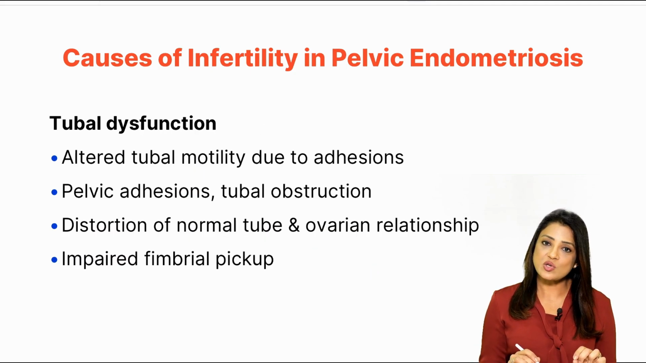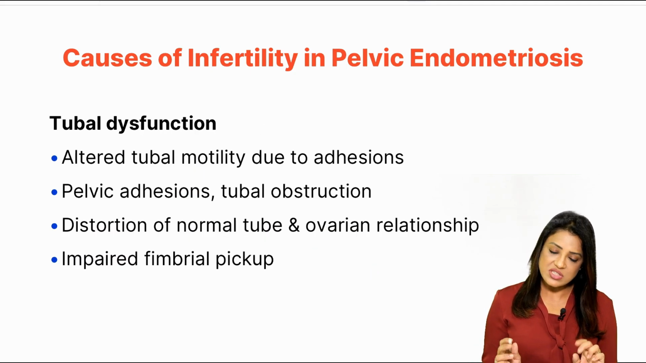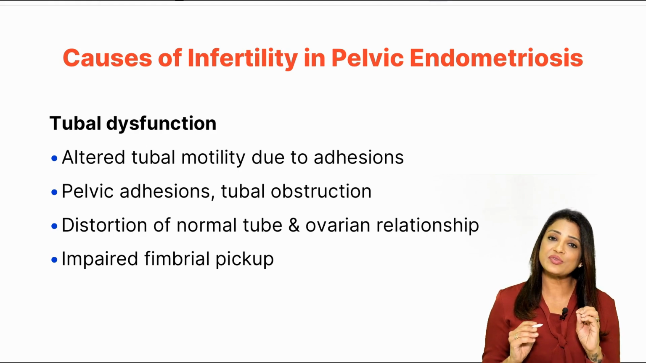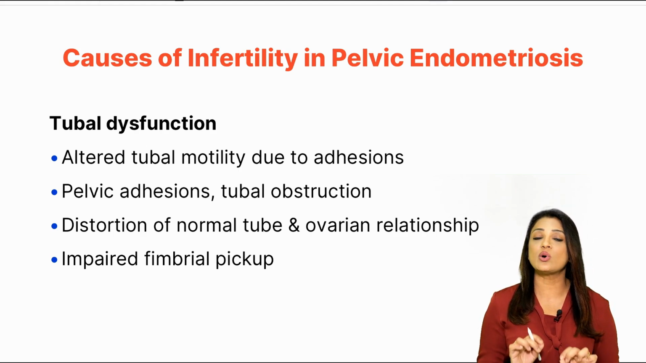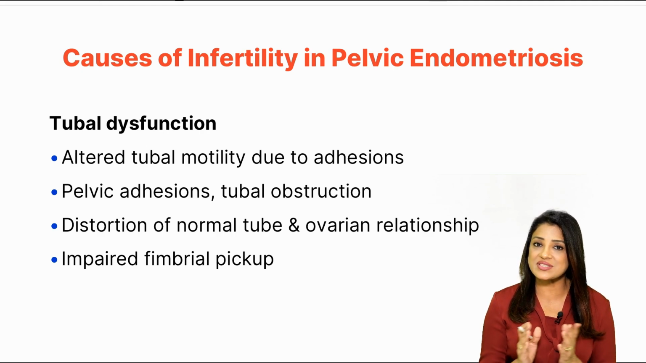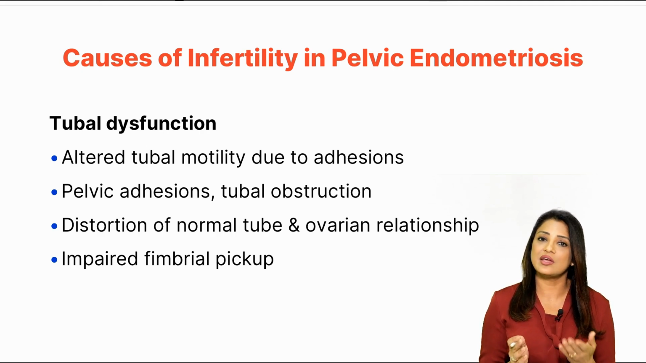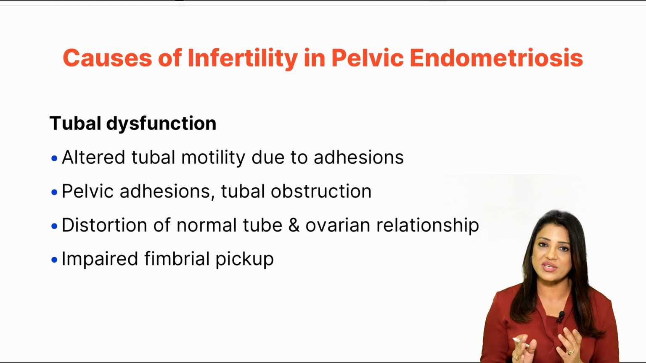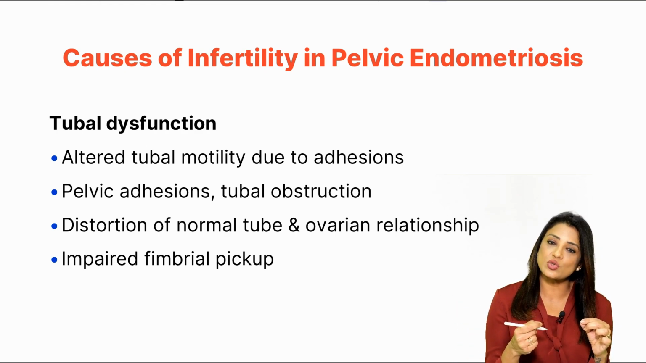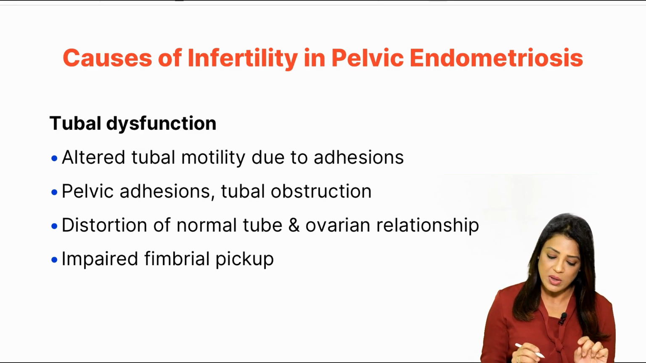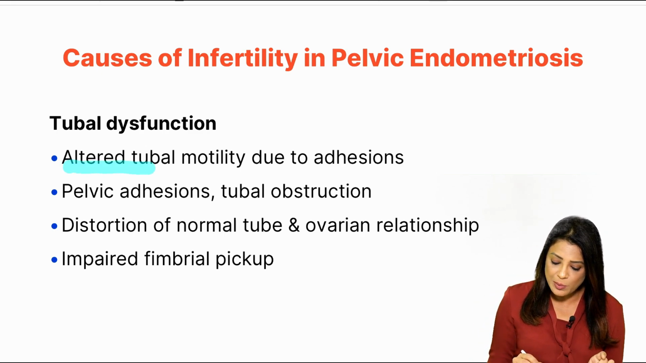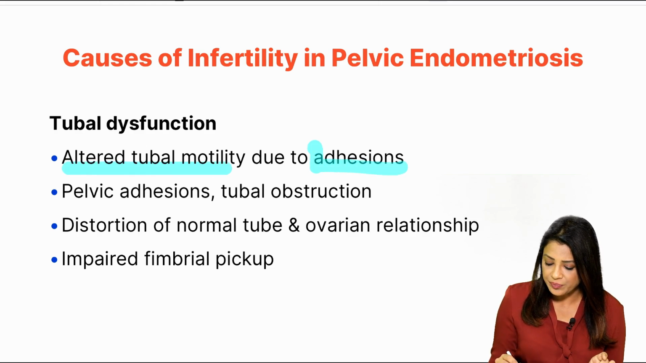What are the tubal causes of infertility in endometriosis? They are very, very obvious. Obviously, if there is adhesion outside, the tubal motility will be altered. Even though the tube is not getting obstructed from inside, we have studied this in the other chapter on pathogenesis, the tube does not get blocked because the endometrium does not go inside the tube, but it is causing adhesions. It is implanting on the serosa of the tube. So it can lead to altered tubal motility due to adhesions, right?